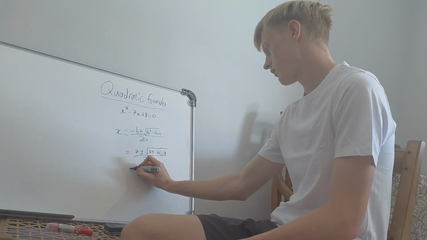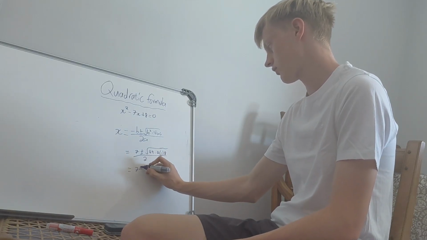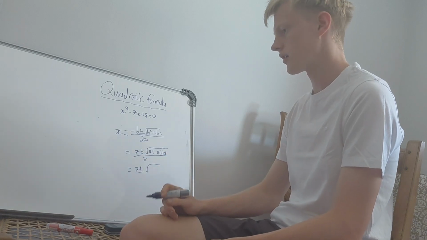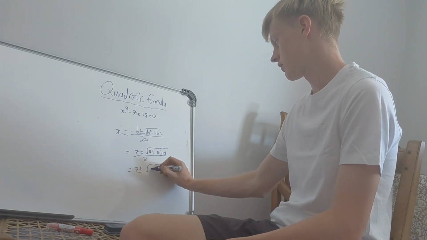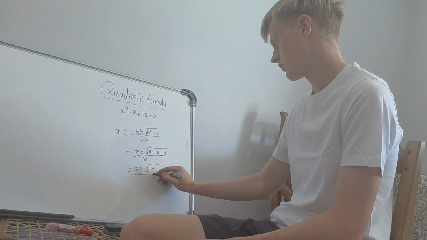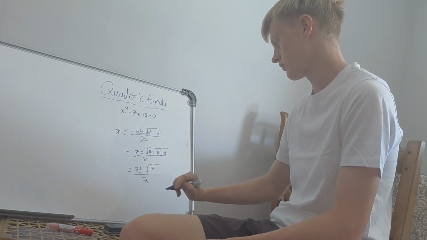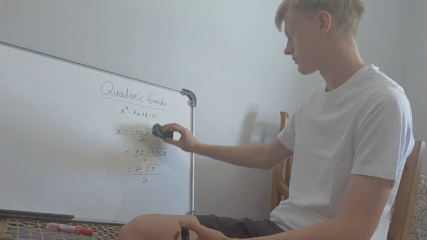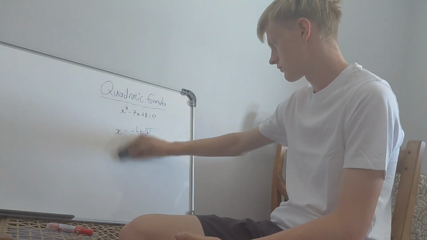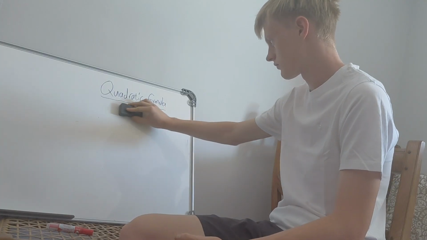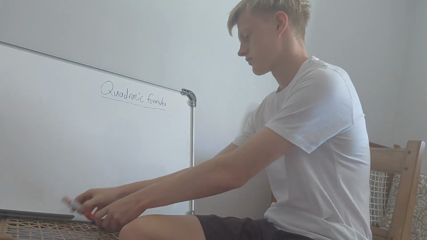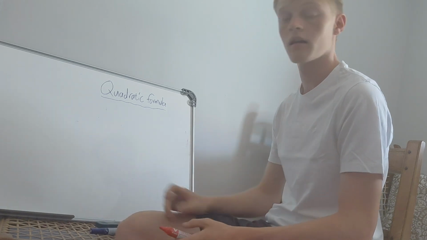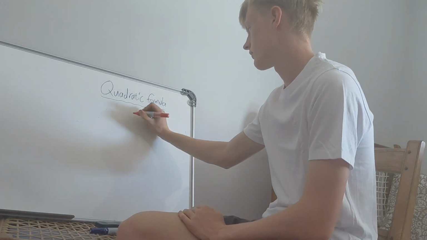So you're going to get your answer as 7 plus or minus the square root of 49 minus 32, which is 17, over 2. And there's your answer. Let's do another example.